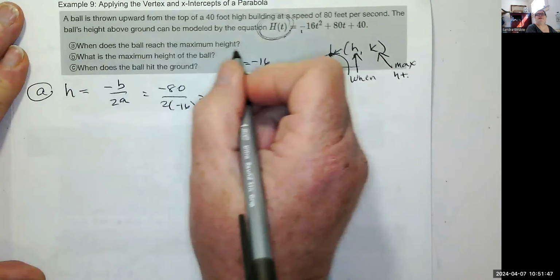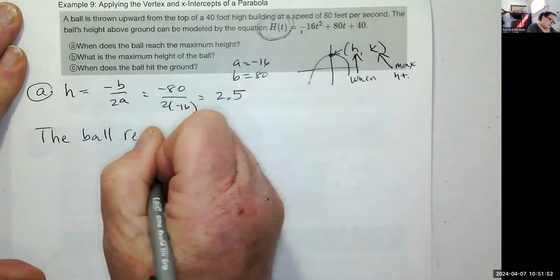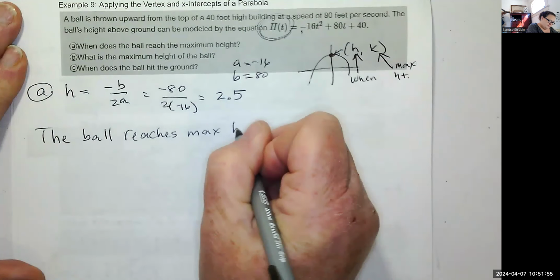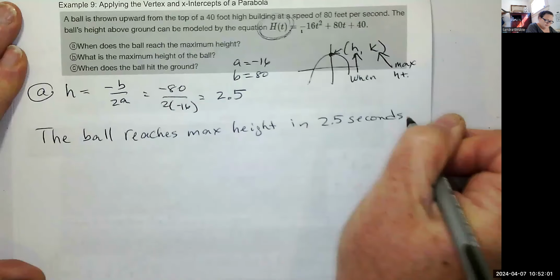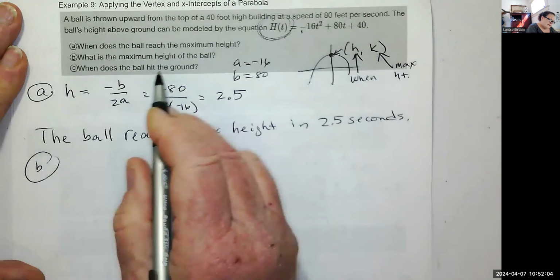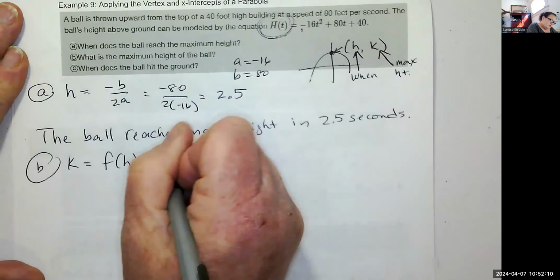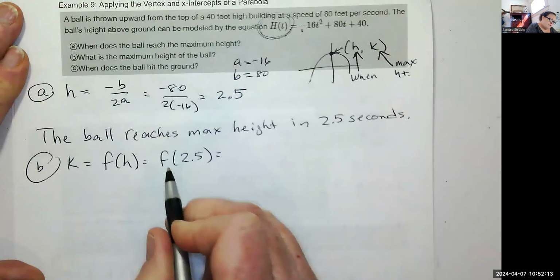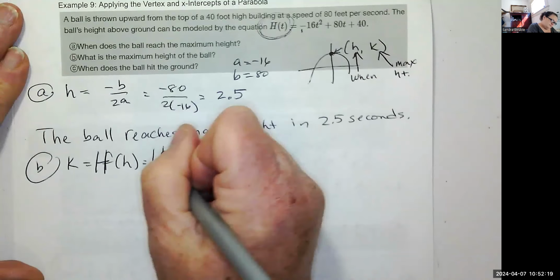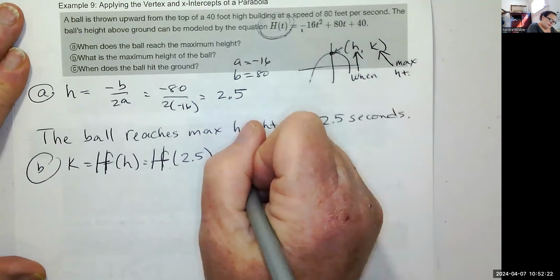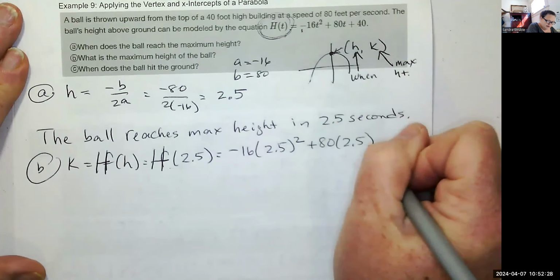So when does the ball reach maximum height? The ball, you have to answer in a sentence when there's a question, reaches max height in 2.5 seconds. All right, let's go to B. What is the max height of the ball? Well, that's our k, which is h of h, which is h of 2.5. So that is -16 times 2.5 squared plus 80 times 2.5 plus 40.